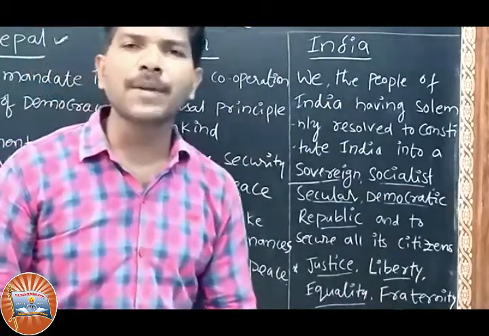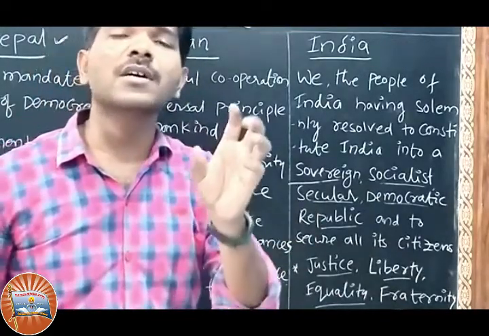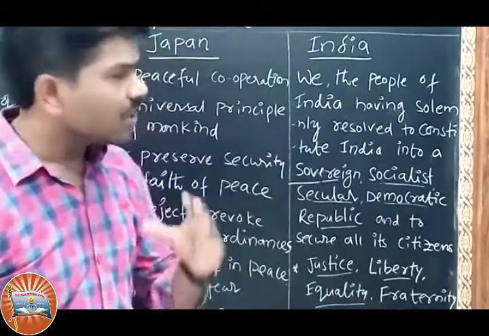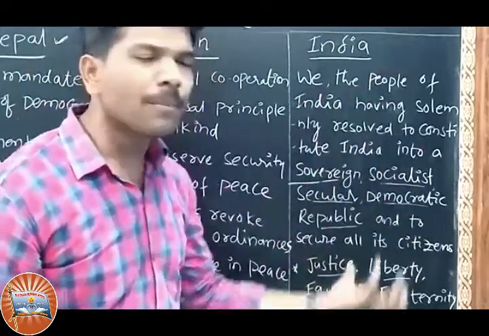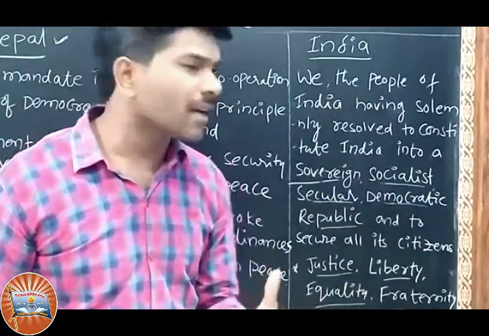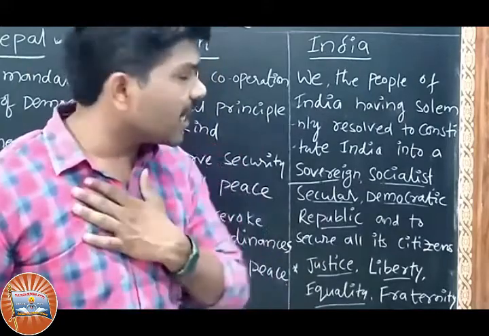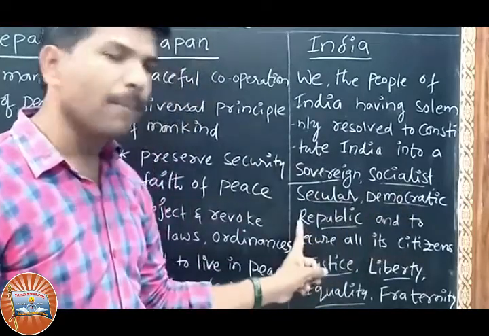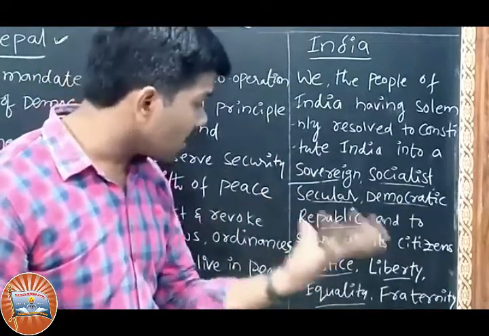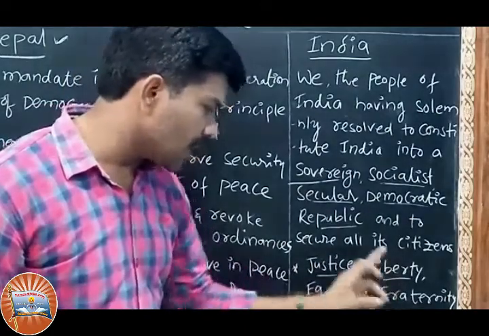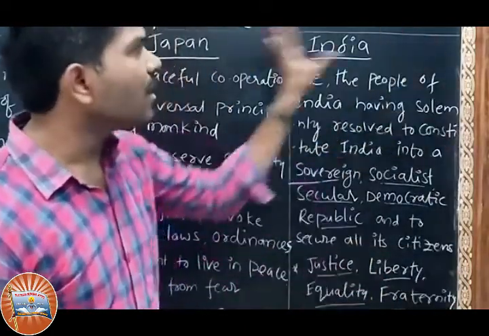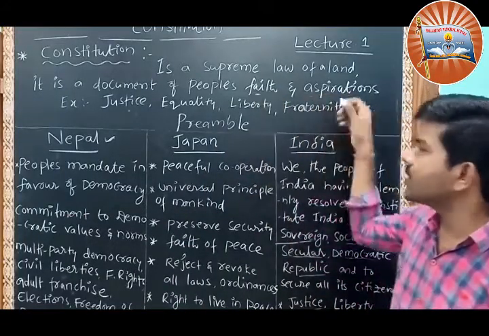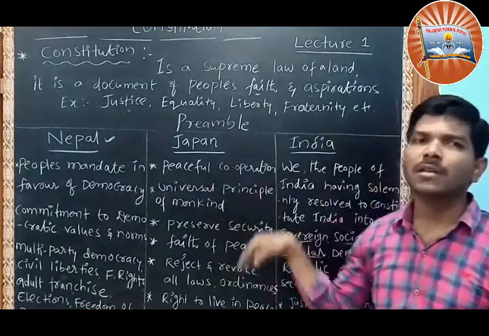If you read India's preamble, you understand the character of the Indian Constitution. You need not read the entire Constitution. Just read the preamble and you understand the nature of the Constitution. The nature of the Indian Constitution is a sovereign, socialistic, secular, democratic republic, and it also secures all citizens justice, liberty, equality, fraternity. So we can say that the faith and aspirations of the people are also included in the preamble.